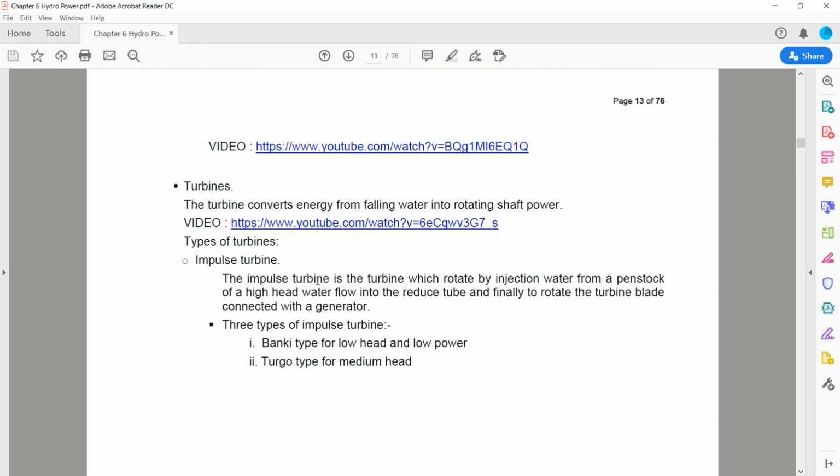The impulse turbine is a turbine which rotates by injecting water from a high head water flow through a reduced tube, and finally rotating the turbine blade connected with a generator. For this type of impulse turbine, we have Banki type for low head and low power, and Turgo type for medium head. Okay, let's see this video.